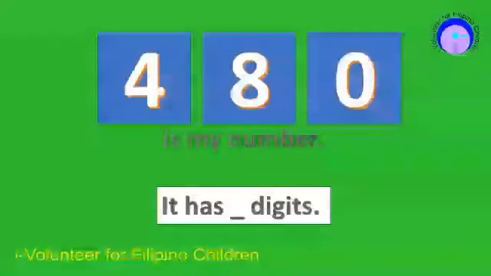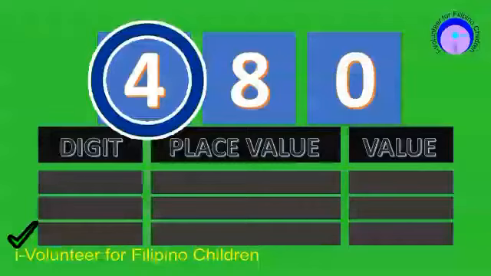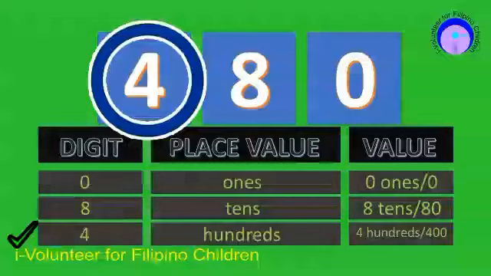What is your number? How many digits does your number have? 480 is my number, and it has 3 digits. What digit do you have? What place value does it belong to? What is the value of your digit? Digit 4 is in the hundreds place, and its value is 4 hundredths or 400.